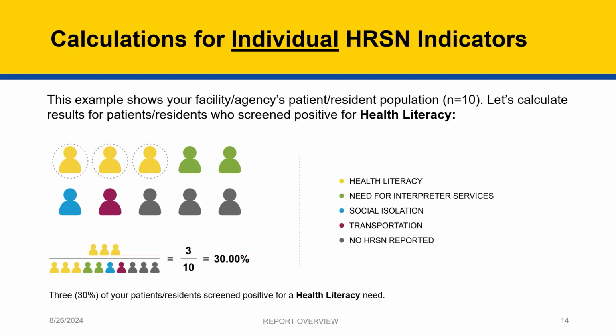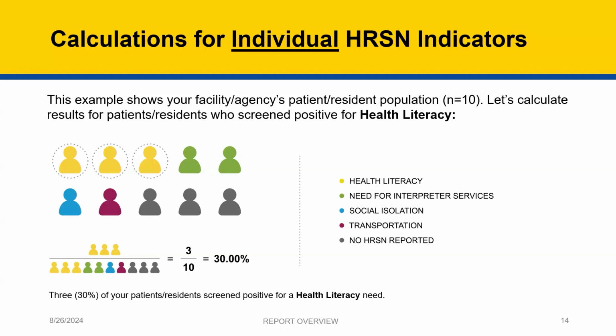The count in this example is equal to the total number of patients or residents who screened positive for health literacy need. Here we can see there are 3 patients or residents with a health literacy need, those represented in yellow and highlighted in the circles. Next, we can calculate the rate, which is expressed as a percentage.